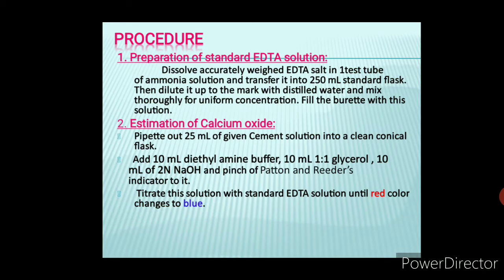Now slowly at the end point, when all the indicator plus Ca2+ complex is converted into the EDTA calcium complex, the indicator with no Ca2+ will bear its original color, which is blue. So quickly I have explained to you how exactly this color change works. So now this is the procedure for estimation of calcium oxide in cement. So let us just observe now the experiment.